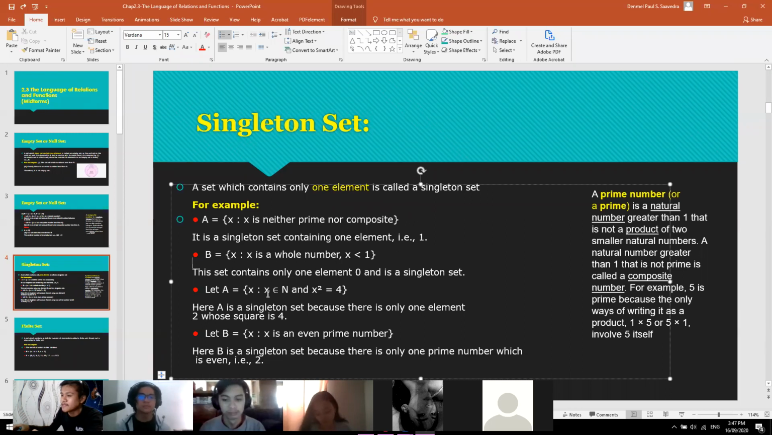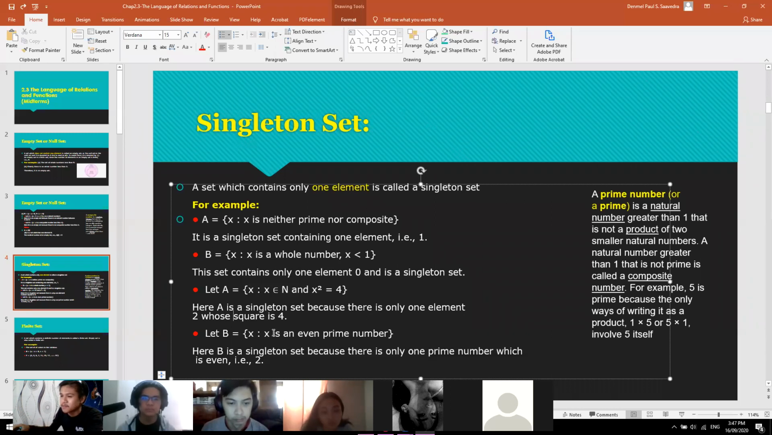Another example is X is an element of natural numbers and X squared is equal to 4. So natural numbers, so positive 1 up to infinity. But we have another condition wherein X squared is equal to 4. So we should look for a natural number X wherein when I put it here it is equal to 4. And if you notice, there is only one number like that. Though there is another one, which is negative 2, but that one is not a natural number anymore. This is strictly for natural, not for integer. So its value is only positive 2. That's why this one is a singleton set.